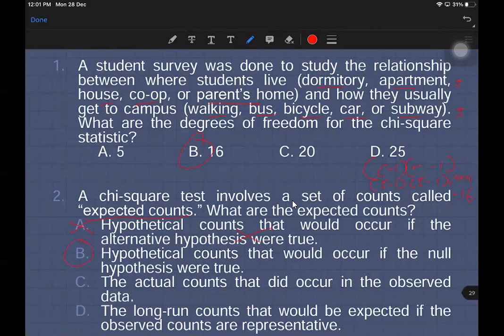Okay, we look at C. The actual count that did occur in the observed data, wrong. The long run count, wrong. So the answer is B, because we favor the null hypothesis, kita berpihak kepada null hypothesis.